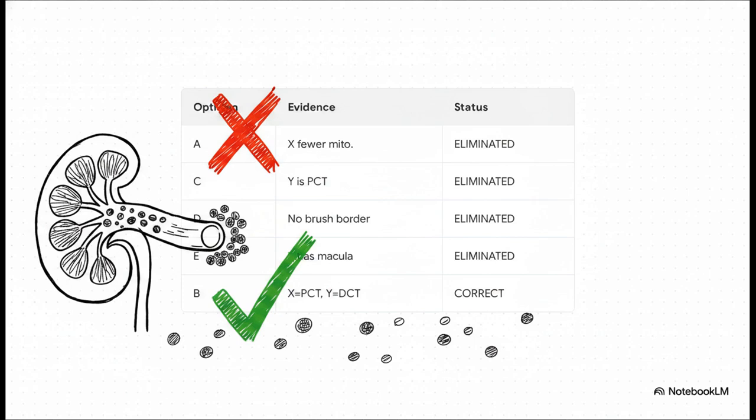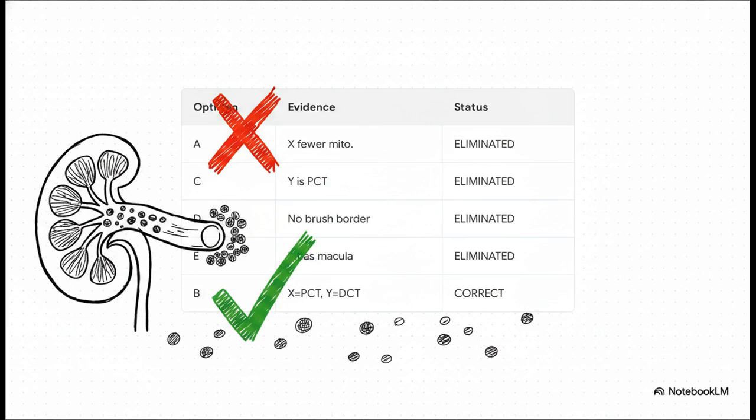Option A claims tubule X, the fuzzy one, has fewer mitochondria. We know that's completely backwards. The fuzzy PCT is packed with them, eliminated. Option C claims Y, the clear one, is the PCT. Wrong again. The PCT is always fuzzy, eliminated. Option D says both lack brush borders. Obviously false. What about E?